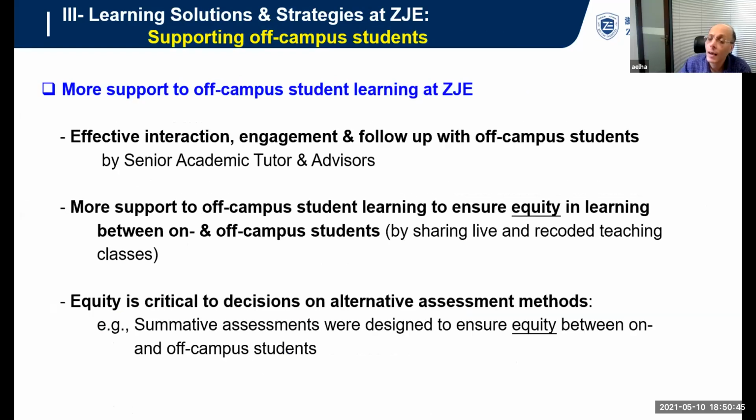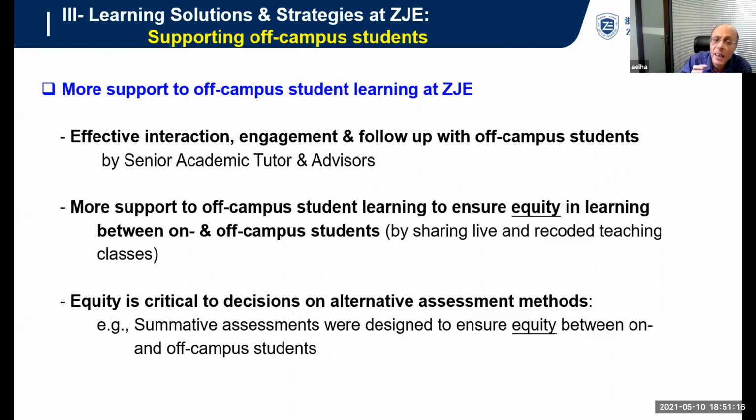Also, we have another strategy, which is to provide more support to off-campus student learning at ZJE. This aims to provide effective interaction, engagement and follow-up with off-campus students by the senior academic tutor and advisor, and also to provide more support to off-campus student learning in order to ensure equity in learning between on-campus and off-campus students.